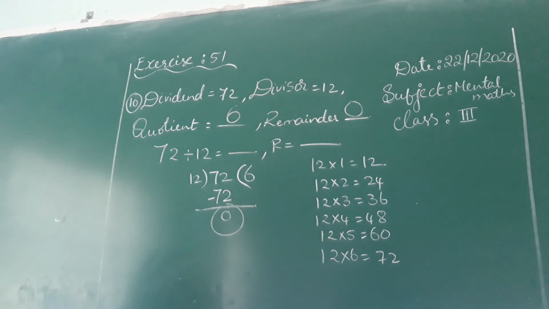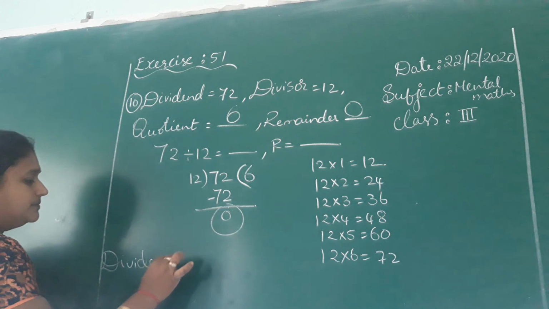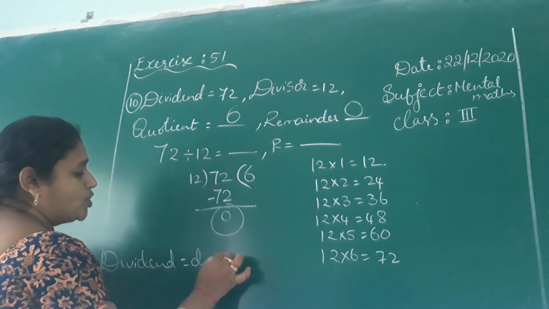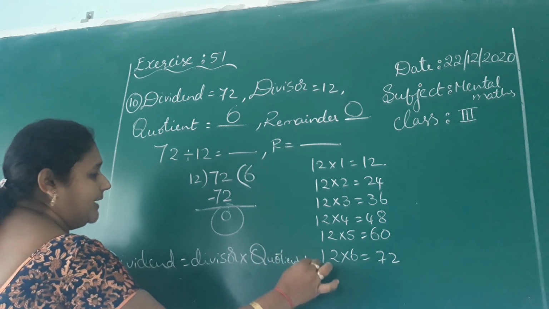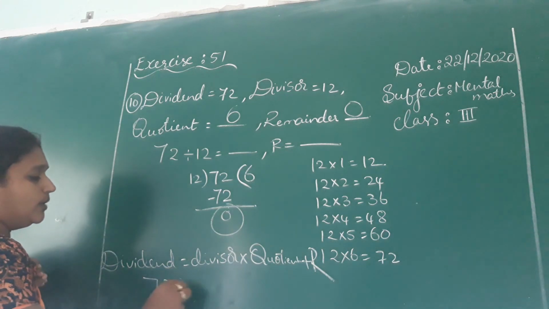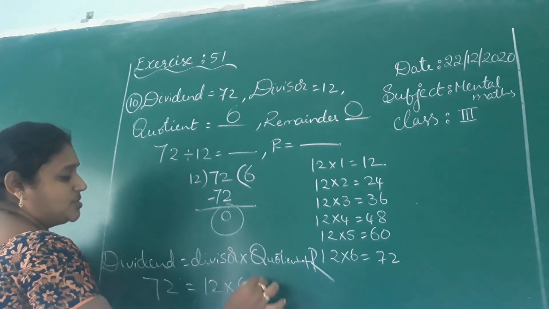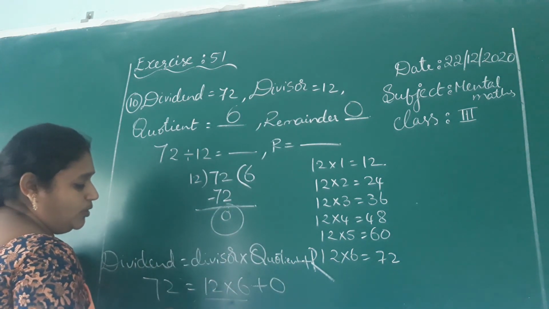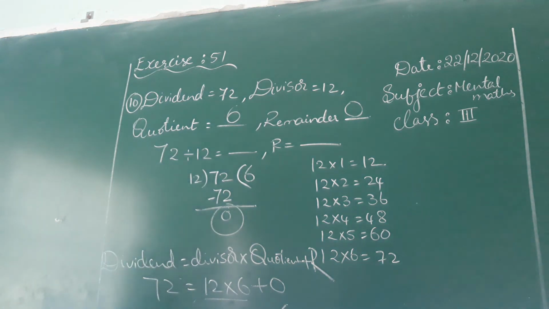Okay. And there is one more rule to check whether the answer we got is correct or not. That rule is: dividend equal to divisor into quotient plus remainder. That means 72 equal to divisor 12 into quotient 6 plus 0. 12 sixes are 72. Both 72 equal to 72. So the answer we got is correct. This is the checking process of division.